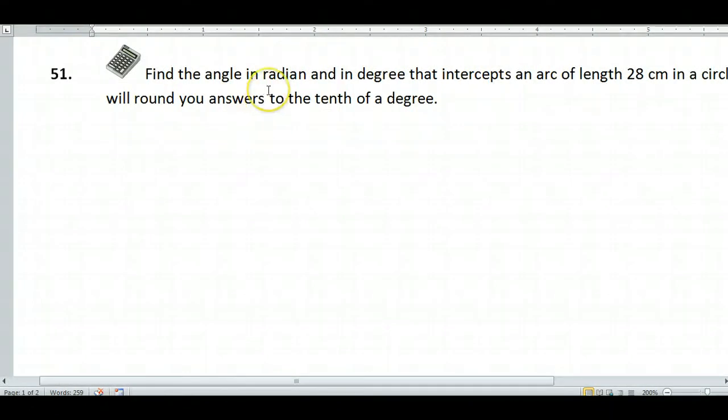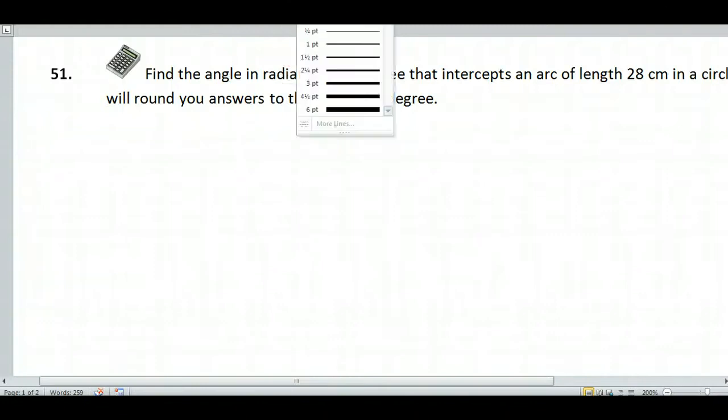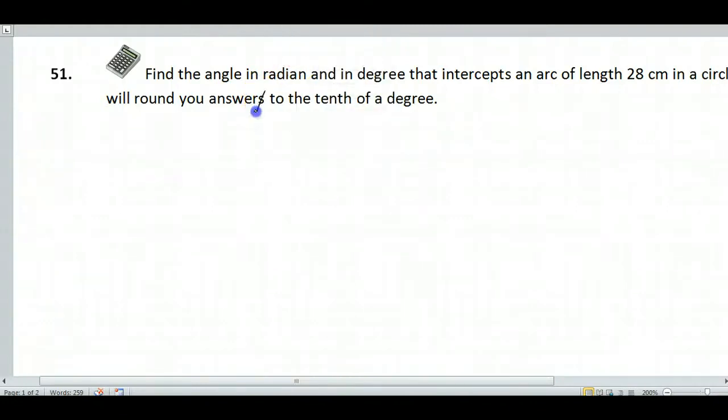I guess there's a slight issue, it shouldn't be answers, right? Well, we'll see why, but right here it should be answer. And it has to be clear, answer in degree, okay? You will round your answer in degree to the 10th of a degree. Well, let's see what's going on here.